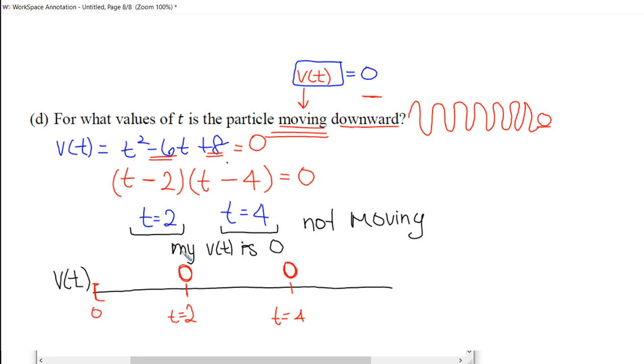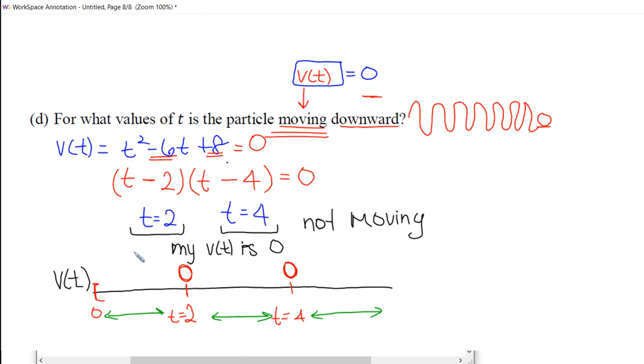Which means in between 0 and 2, in between 2 and 4, and after 4, it's not 0. It's something else. So we have to figure that out. Does that make sense? Okay, I hope so.